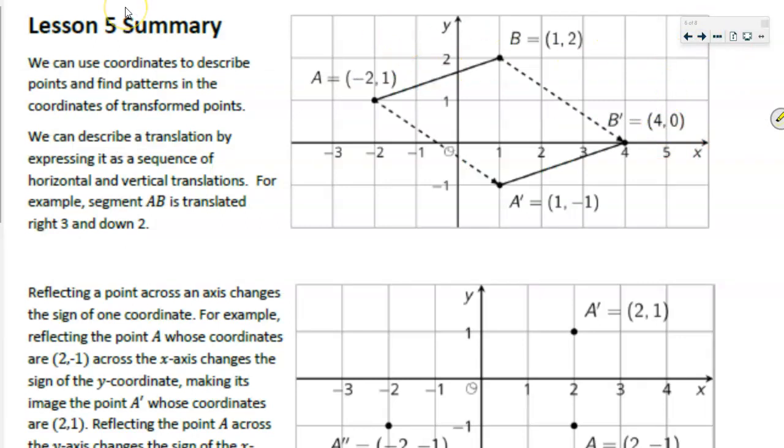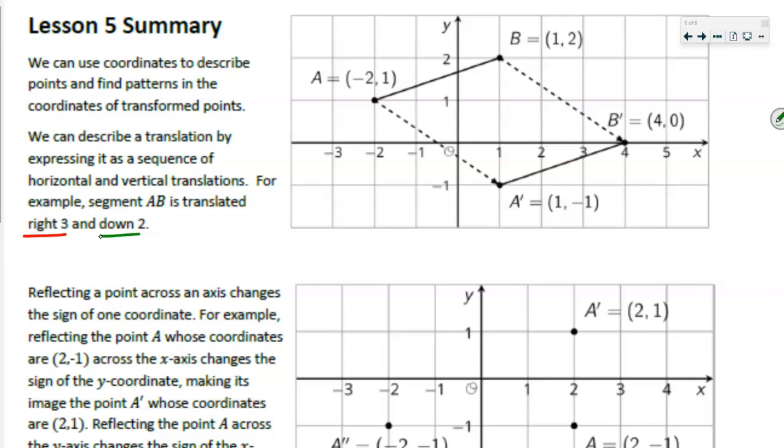We can use coordinates to describe points and find patterns in the coordinates of transformed points. We can describe a translation by expressing it as a sequence of horizontal and vertical translations. We saw that with that warm-up piece, where we can see each one of these has been translated right 3 and down 2. So right 3 and down 2.